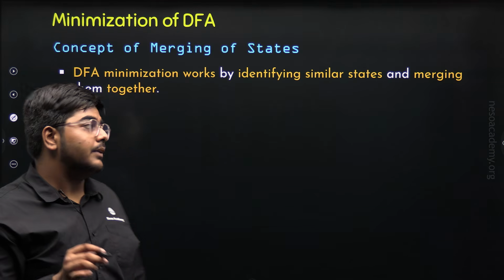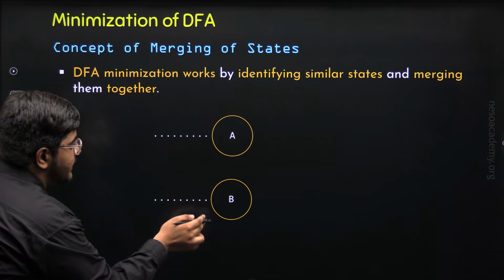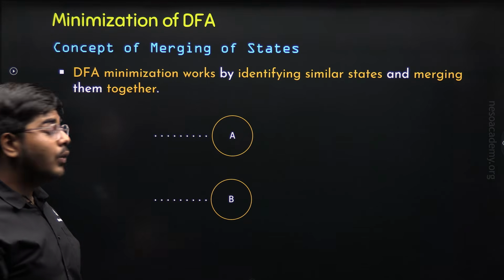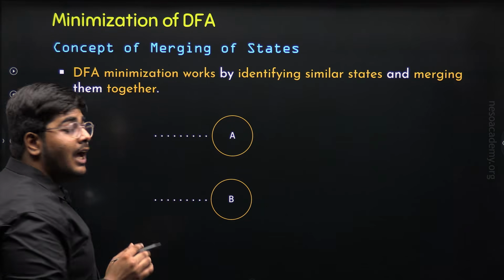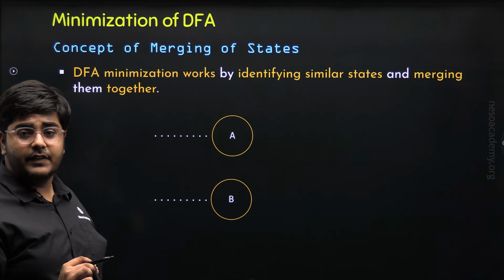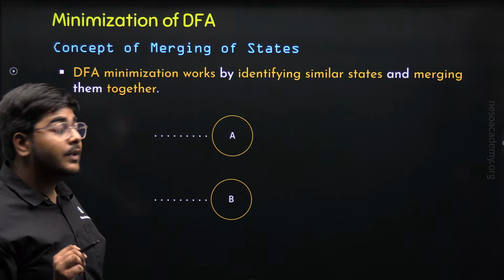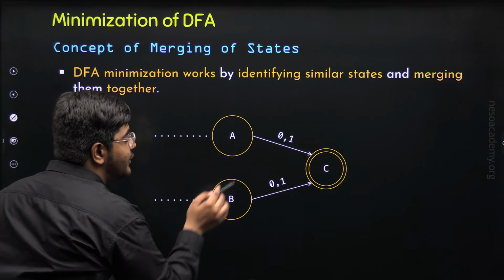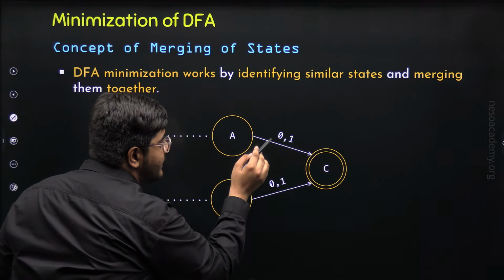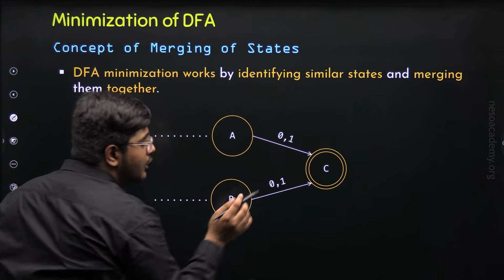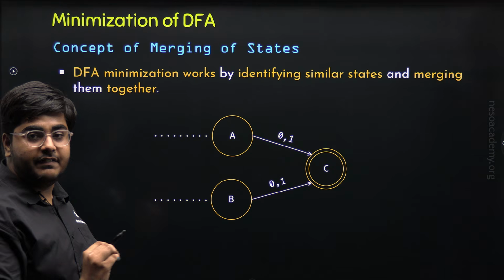Let's take an example. Suppose there are 2 states A and B in our original DFA. Now, these 2 states A and B have the same kind of behavior. They are called similar states. Why? Because both the states, on getting the same input, that is 0, 1, give us the final state C. So this is a kind of similar behavior.